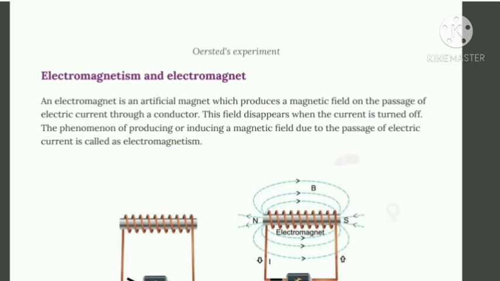And here is the pattern of magnetic field lines around this solenoid. A solenoid acts as a bar magnet. So when electric current is passed through this solenoid, it acts like a bar magnet and produces uniform magnetic lines.